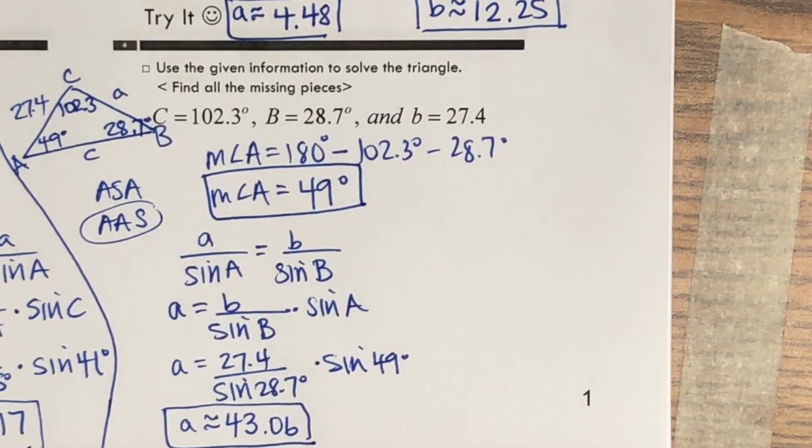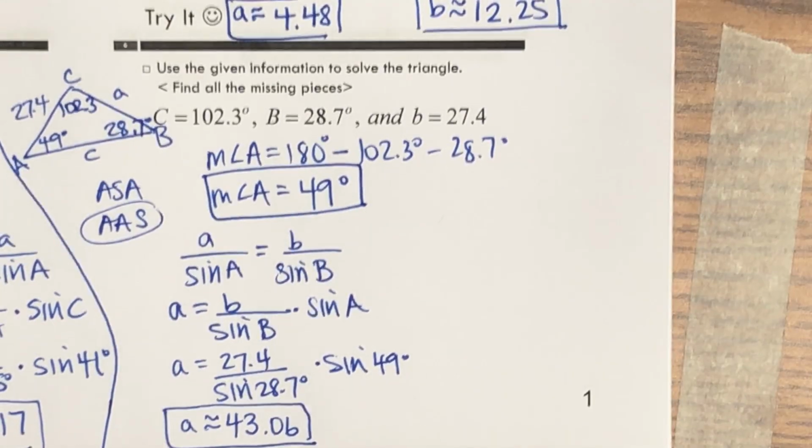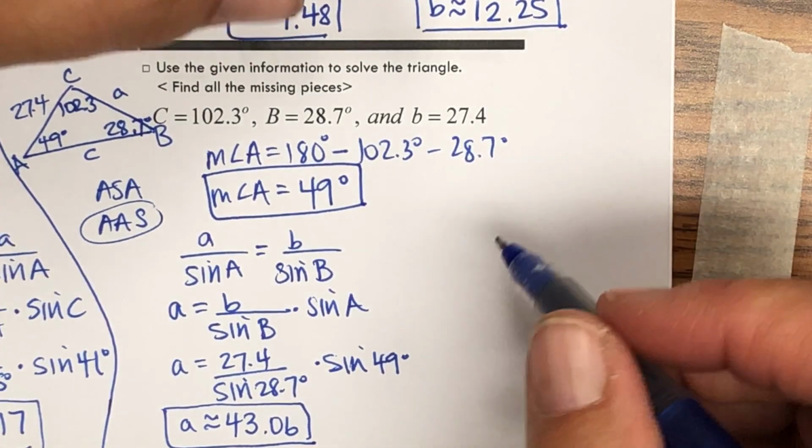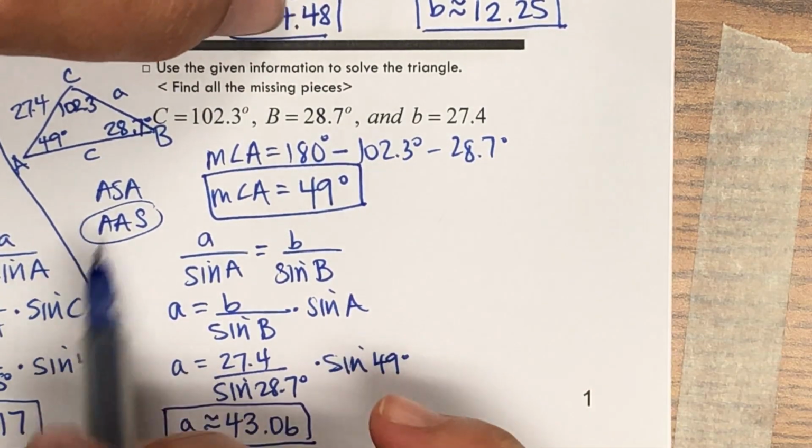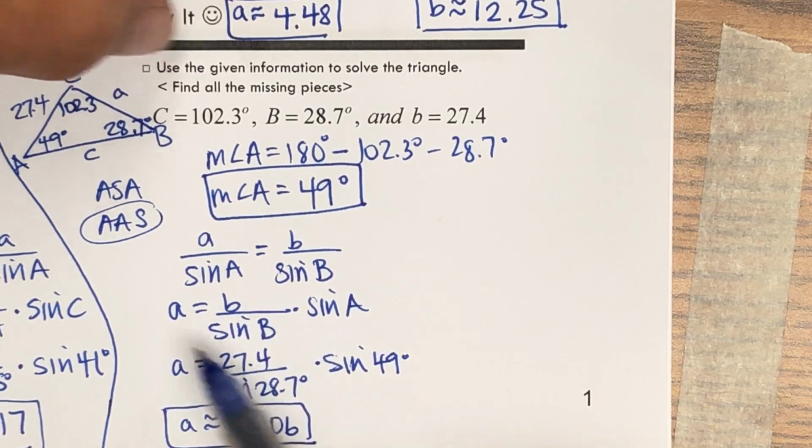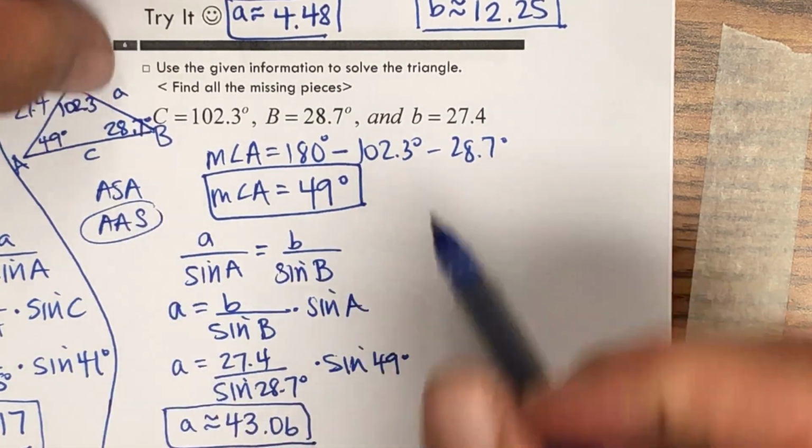I always want you to box your answers. There's a lot to see on these, and it's going to get worse when we look at the ambiguous case, and so make sure you're always boxing your answers so I can find it easily. Okay, and then finally, I've got everything up here except for side C.